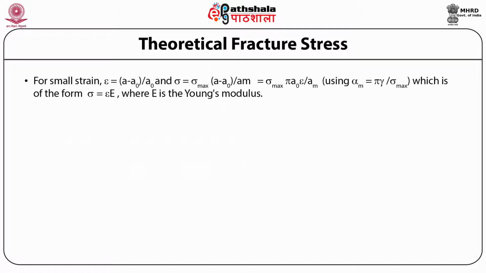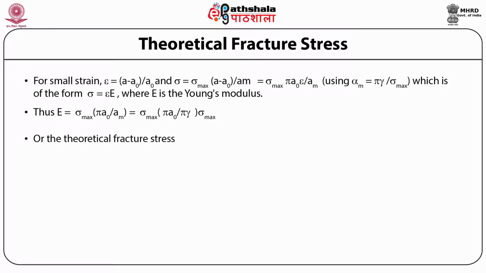For small strain, epsilon equal to (a minus a naught) by a naught, and sigma equal to sigma max multiplied by pi (a minus a naught) by a m. This is equal to sigma max multiplied by pi a naught epsilon by a m, which is of the form sigma equal to E epsilon, where E is the Young's modulus. Thus, E equal to sigma max multiplied by pi a naught by a m, or sigma max equal to the root of E gamma by a naught.